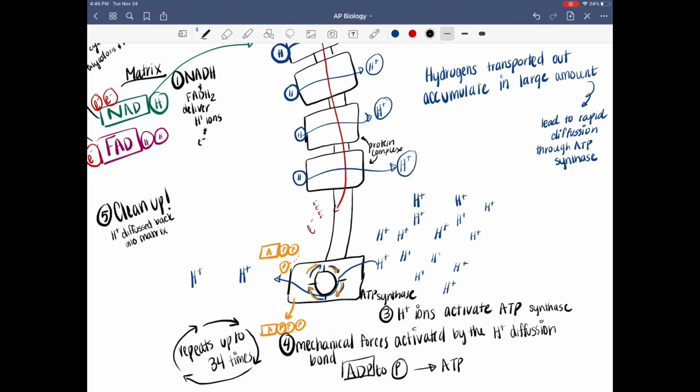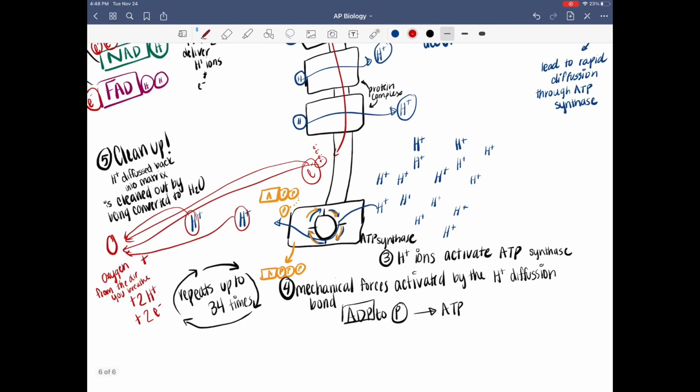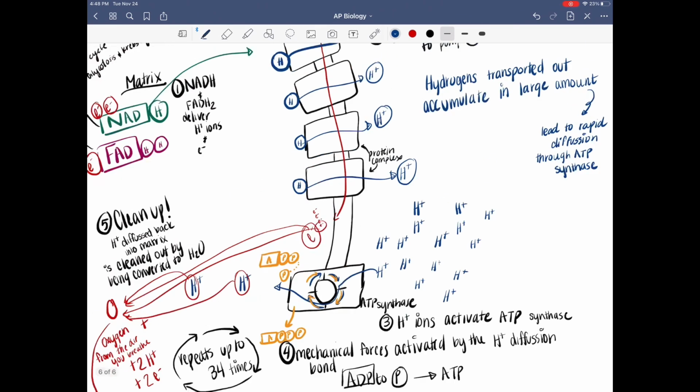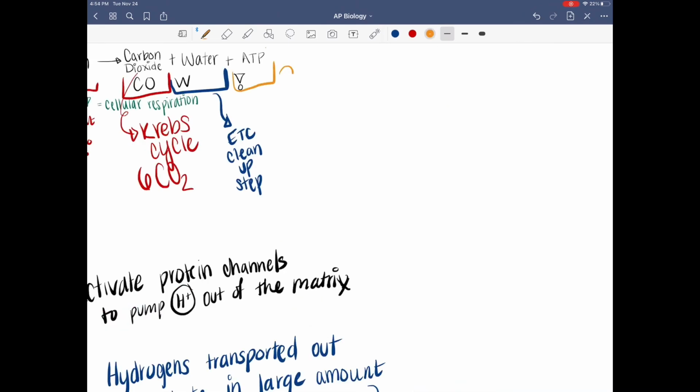Last thing is cleanup. Now that that hydrogen ion has diffused back into the matrix, we've got to clean it up. Okay, so this will be cleaned out by being converted into our last product that we haven't talked about yet, which is H2O. So the oxygen from the air that you breathe, along with 2 of the hydrogen ions that have diffused back in and 2 electrons that have gone through and activated the protein complexes, will bond, creating H2O, which is one of our last products.